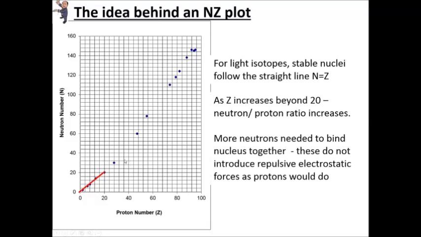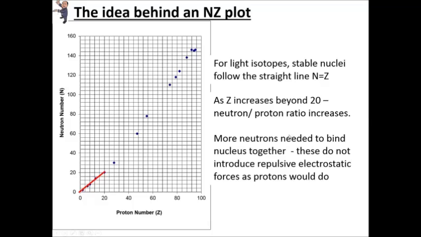But then as Z increases, as the number of protons increases beyond 20, the neutron-proton ratio increases. The stable isotopes don't stick to the N equals Z line. If you imagine the N equals Z line being straight here, which I'm trying to show with my mouse, the stable isotopes are veering up towards the N axis, so there are more neutrons coming in. The reason for this is that more neutrons are needed to help bind the nucleus together. Neutrons are not like the protons; there's no repulsive force between them.